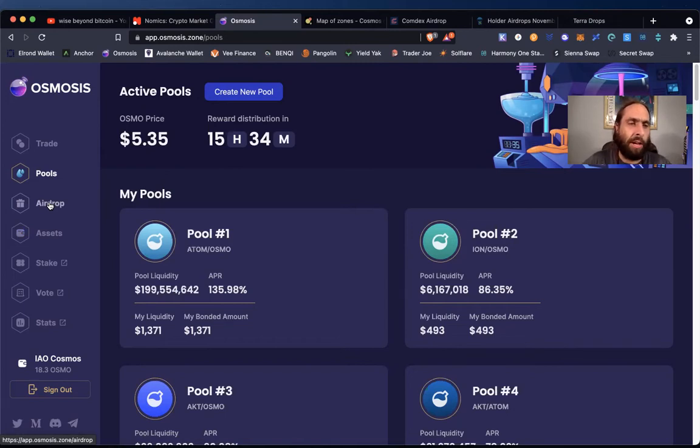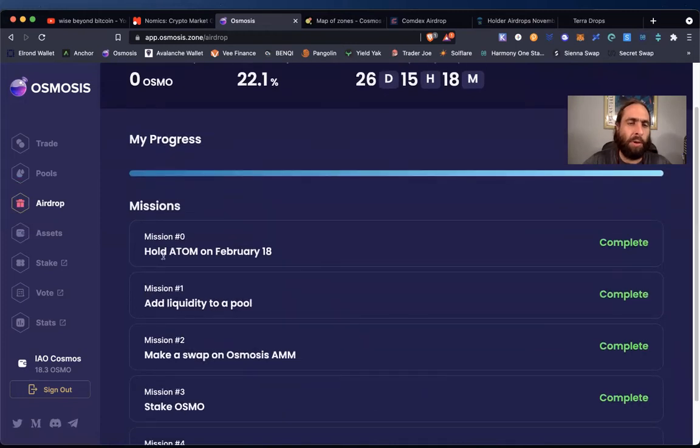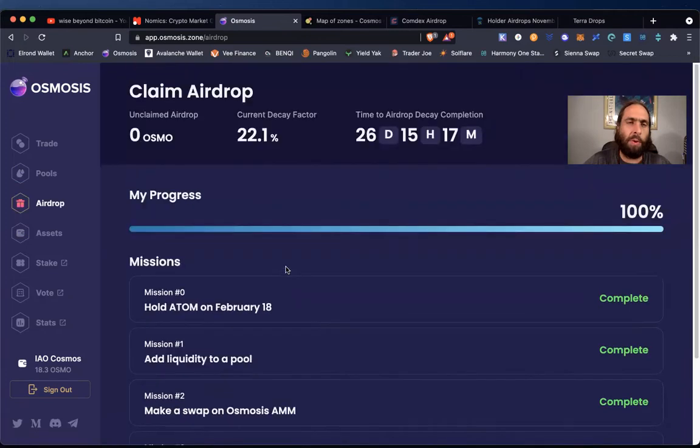There was an airdrop that you could have earned by just holding Cosmos Atoms on February 18th. And then if you did that, you could add to a liquidity pool, make a swap on the exchange, stake some of the tokens they gave you, and vote. And all those rewarded a few more Osmos. So it's just a great experience. It's very well done, and it's fun to walk you through, to teach you how to be a part.